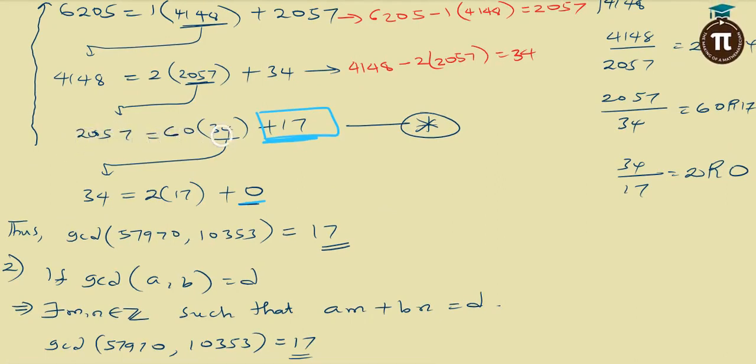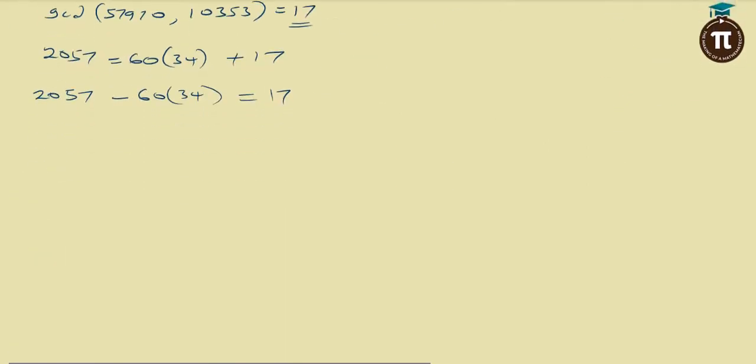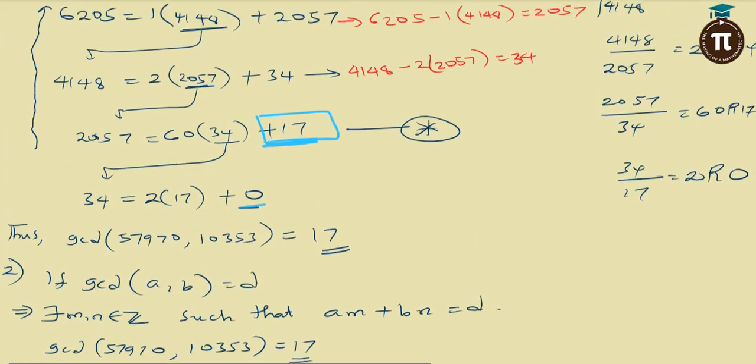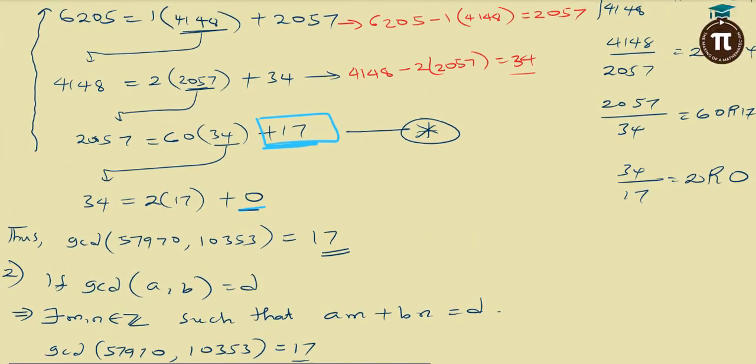2057 is equal to 60 times 34 plus 17. I have already made 17 the subject of formula down here. So I have 2057 minus 60 times 34 equals 17. So this is what I will do next. The next thing is 34. 34 is equal to 4148 minus 2 times 2057. That is the next thing I'm going to write.